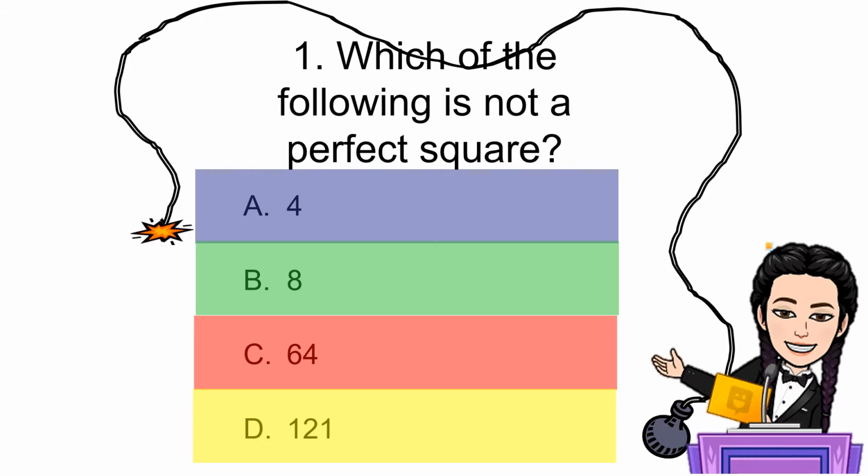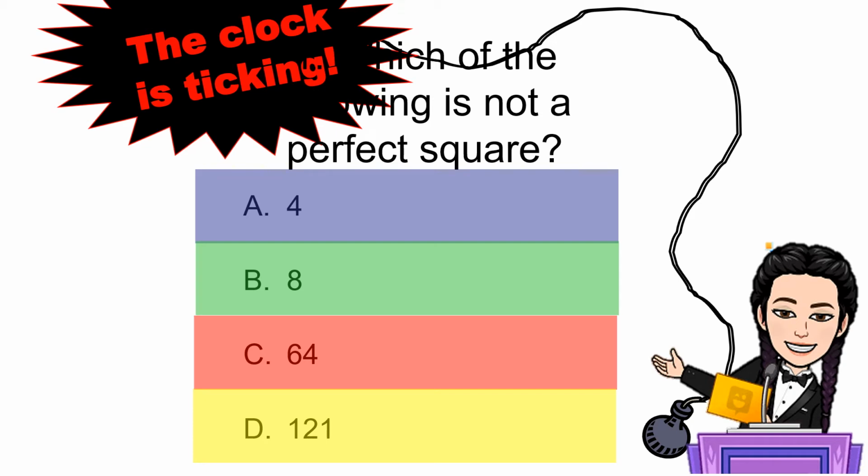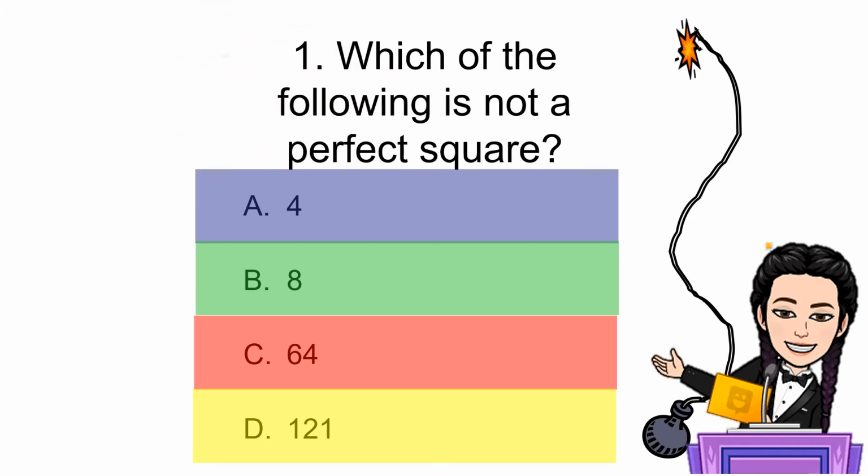Number 1. Which of the following is not a perfect square? A. 4, B. 8, C. 64, or D. 121?